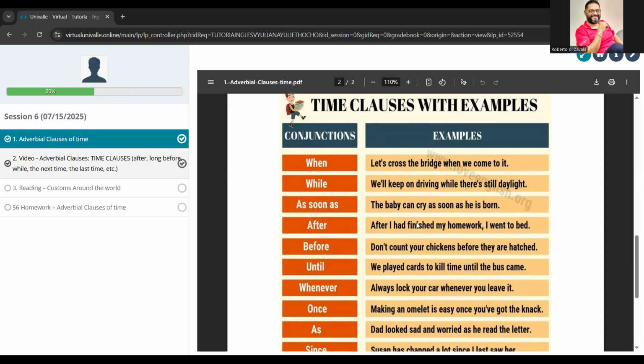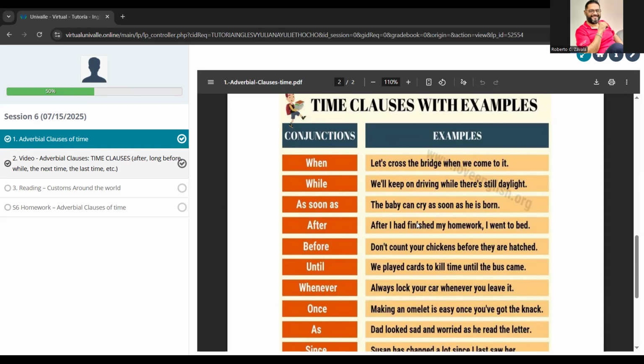Conjunction: when. Let's cross the bridge when we come to it. While. We'll keep on driving while there's still daylight. As soon as. The baby can cry as soon as he's born. After. After I have finished my homework, I went to bed. Before. Don't count your chickens before they are hatched. Until. We played cards to kill time until the bus came.